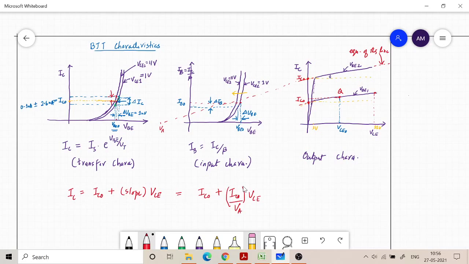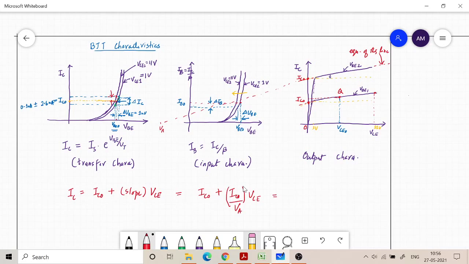So if I extend this straight line, it will meet the x-axis at some point away from the origin. How much away? It is VA away. So the slope I can write as delta y by delta x. Delta y is basically IC0 and delta x is basically VA. Okay, so that's how I have it.